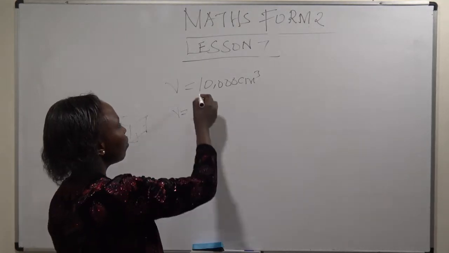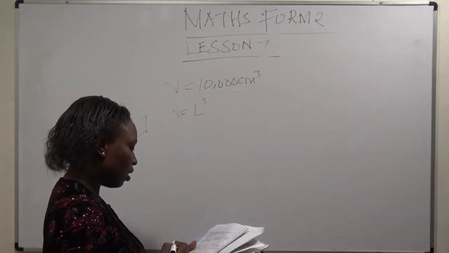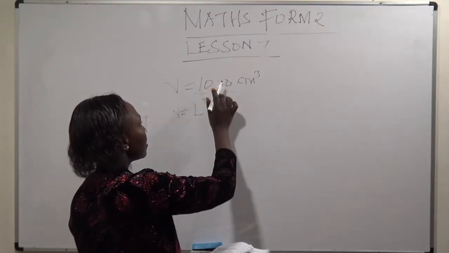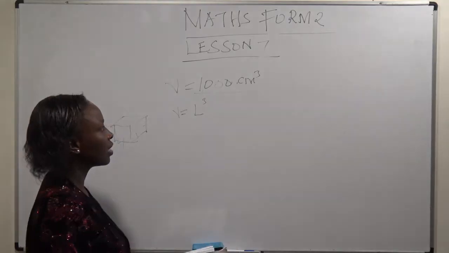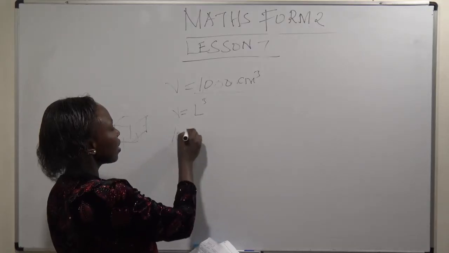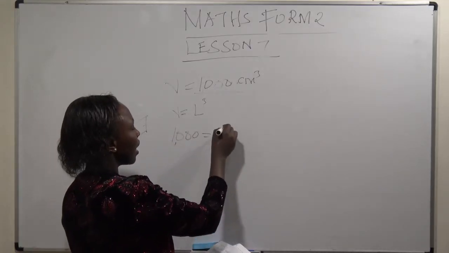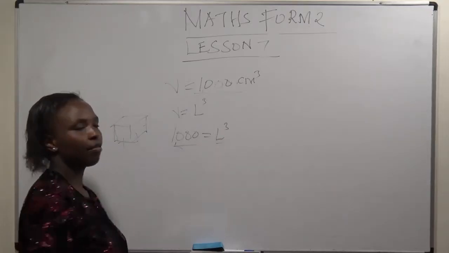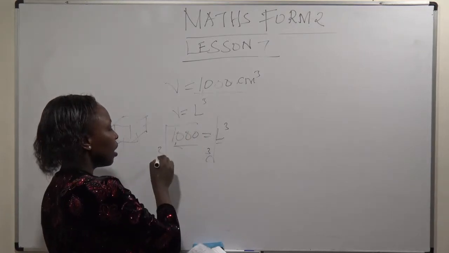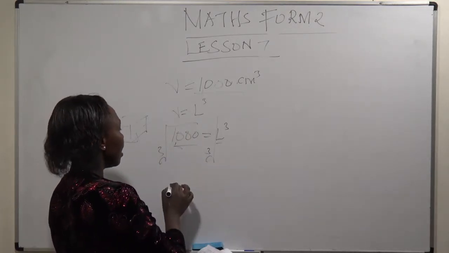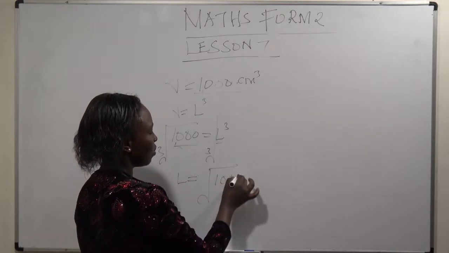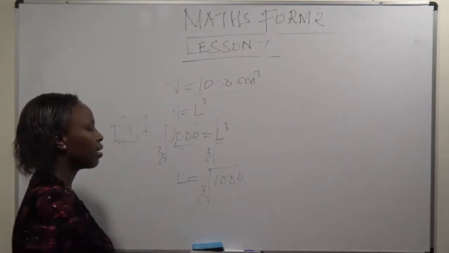So we already have that volume, which is 1,000, sorry, not 10,000, 1,000 centimeter cubed. So you have 1,000 is equal to L cubed. And therefore, how do we find this L? We look for the cube root from both sides. So that implies that L is equal to the cube root of 1,000.